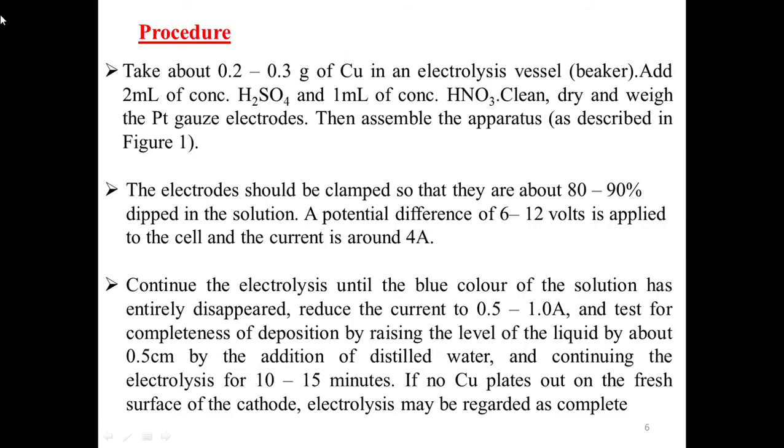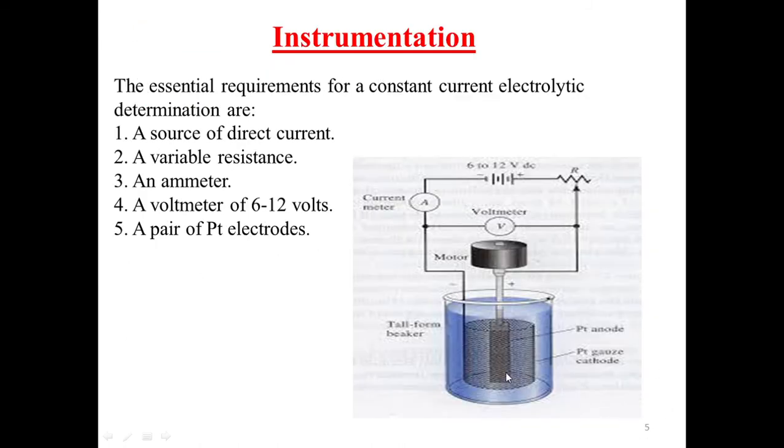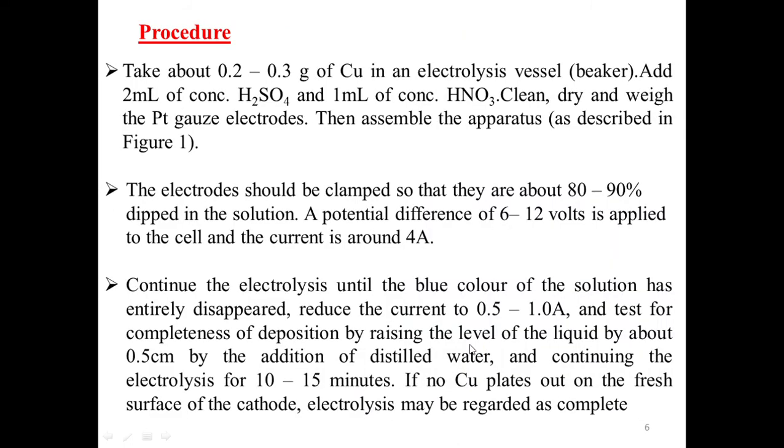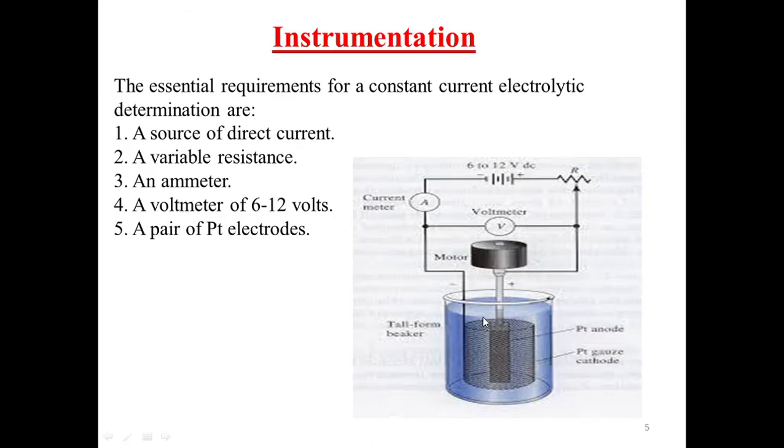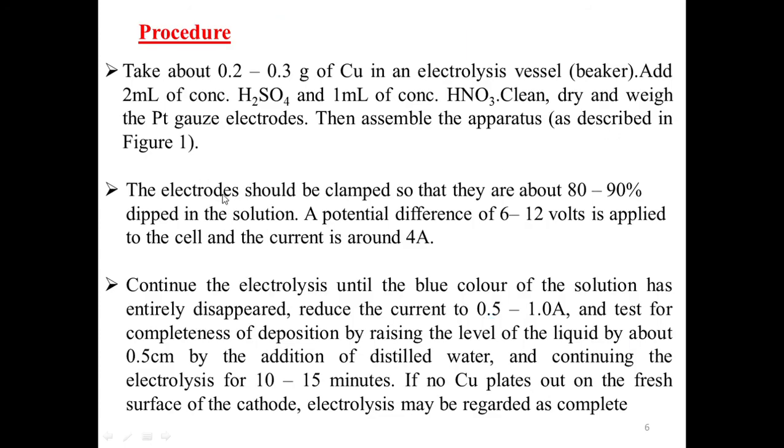Next we will come to the procedure. Take about 0.2 to 0.3 gram of copper in an electrolysis vessel, that is a beaker. Add 2 ml of concentrated sulfuric acid and 1 ml of concentrated nitric acid. Clean, dry and weigh the platinum gauze electrode. Then assemble the apparatus as shown in the figure.